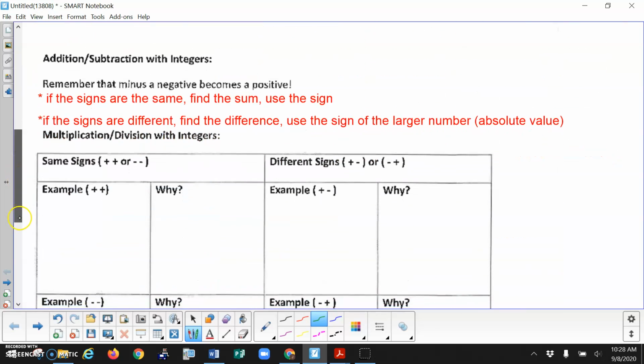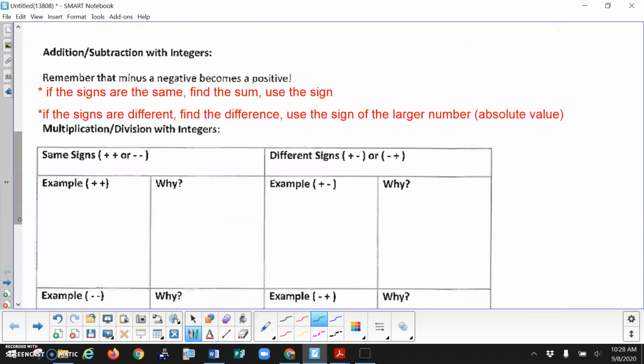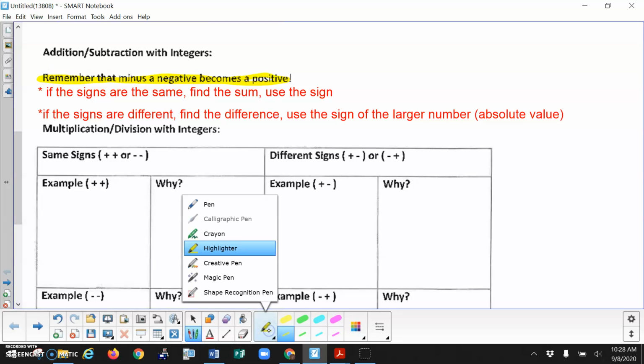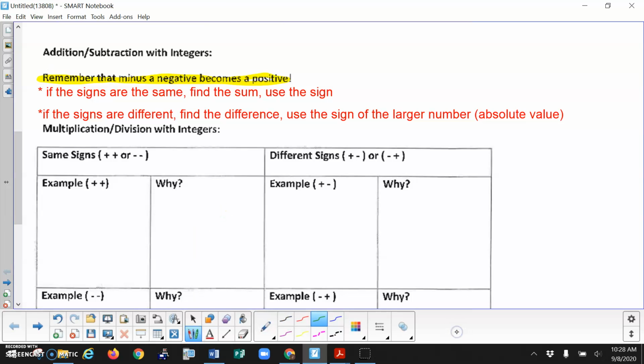Okay, and then talking about addition and subtraction with integers. I'm going to go ahead and highlight this right here because this is very important. Remember that a minus a negative is going to become a positive. So when you're adding your integers, minus a negative is always going to become a positive. So if I have 4 minus -5, this is going to turn into 4 plus 5. Sometimes that's overlooked, so make sure you are paying attention to that.